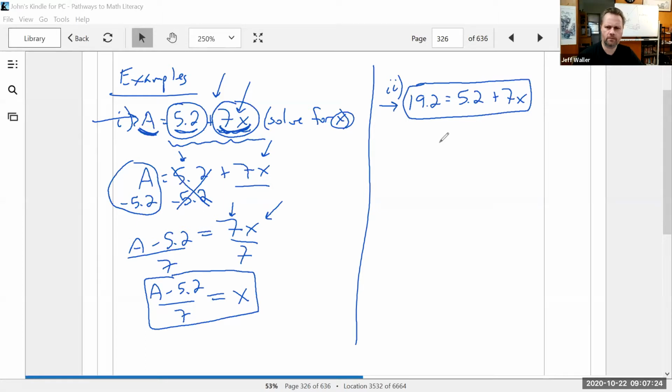Or maybe I'm wrong. Maybe. 5.2 plus 7 first. So again, we have got to not forget the basic stuff like order of operations, and you can't combine them if they're not like terms, right? These are not like terms. I cannot put those together.